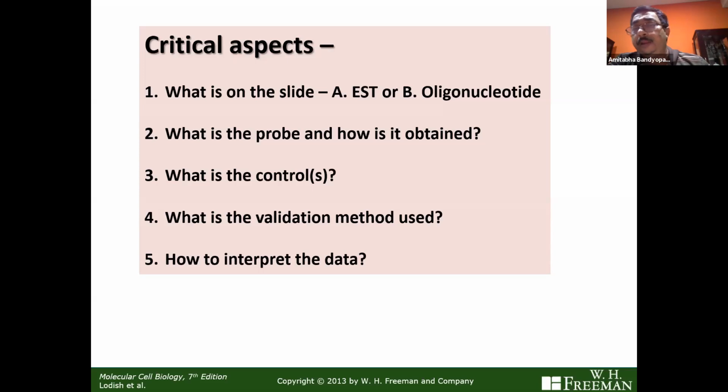Those are arrayed in 96 well plates or 384 well plates. Let's say 384 well plates, just for the sake of simplicity. Let's assume it to be 400. So you will have 150 to 160 such plates to have a total collection of 60 to 80,000 cDNA clones.